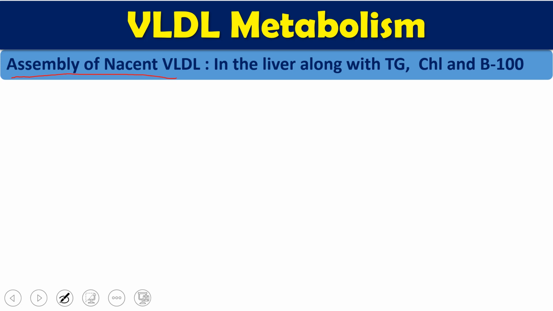So this nascent VLDL synthesis occurs in the liver, where triglyceride, cholesterol, not in the form of cholesterol but cholesterol esters, combines with B100 and again that same protein, MTP. So triglyceride, cholesterol and B100 combine together and give us nascent VLDL. So this is immature VLDL.